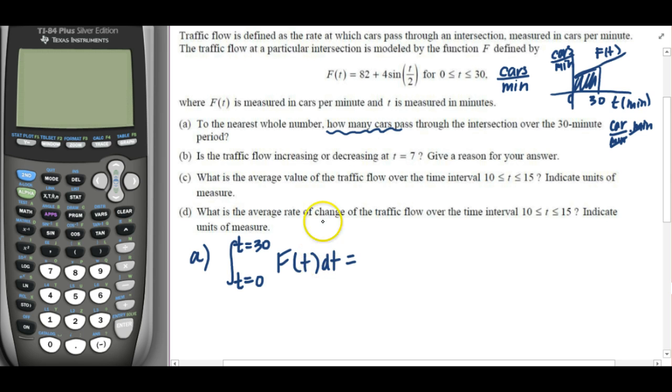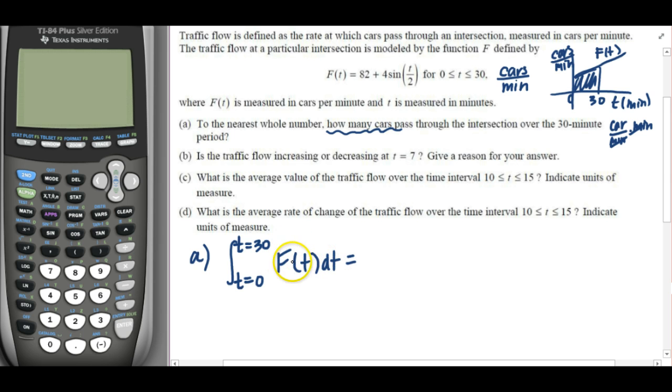Now, since the function has been given to us in the problem, 82 plus 4 sine of t over 2, there's no need to rewrite it. So we're talking about AP problems now, and we want to save ourselves some time. What we do have to write down is the setup of the integral. So this right here is absolutely required. So the integral from 0 to 30 of big F of t dt.